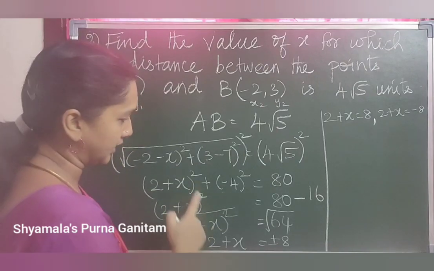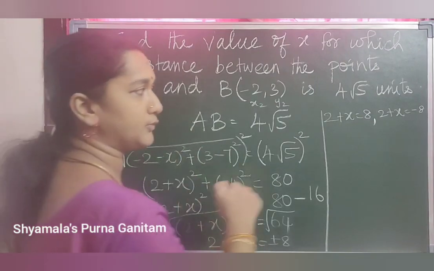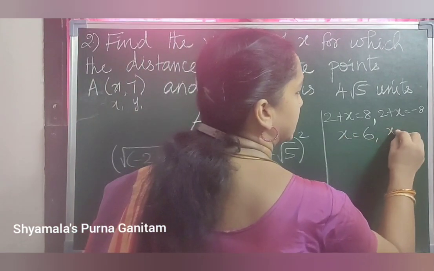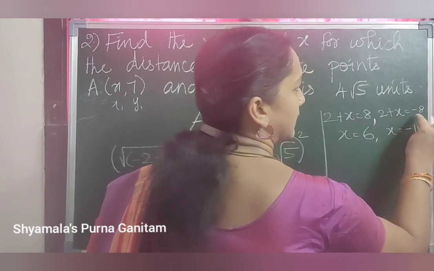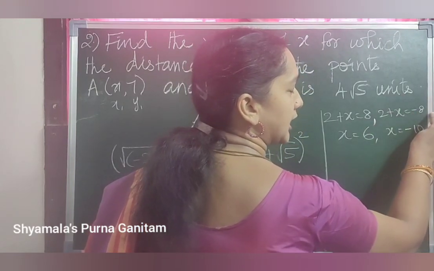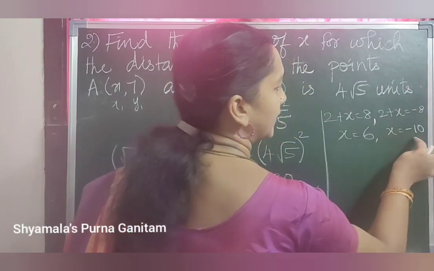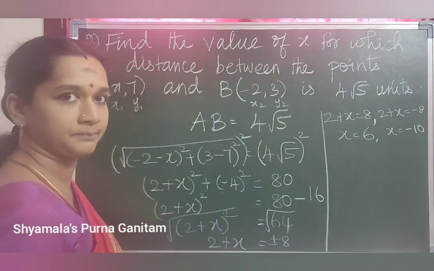x square you are having here. So you will be getting two values for x. So x is equal to 8 minus 2, 6, and x is equal to minus 8 minus 2, which is minus 10. When you are bringing this 2 to that side, it will be minus 2. So you will be getting two values for x.